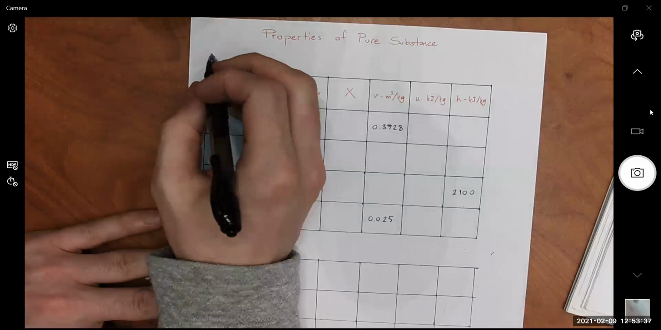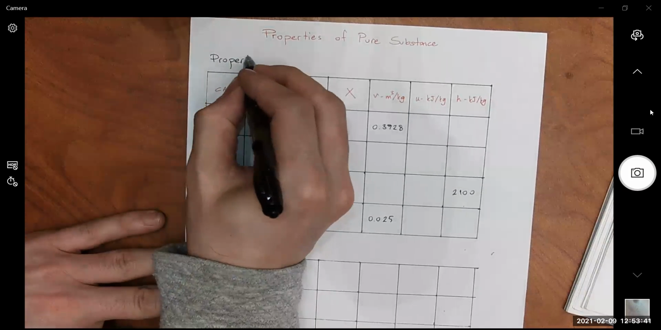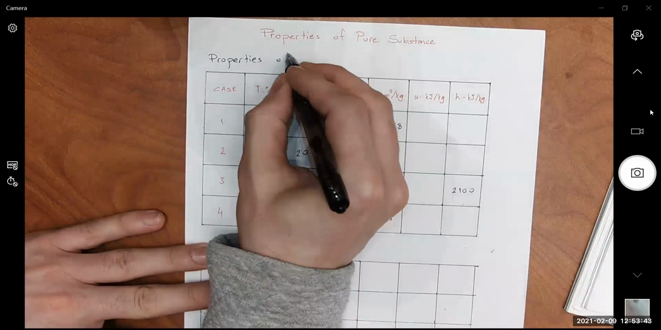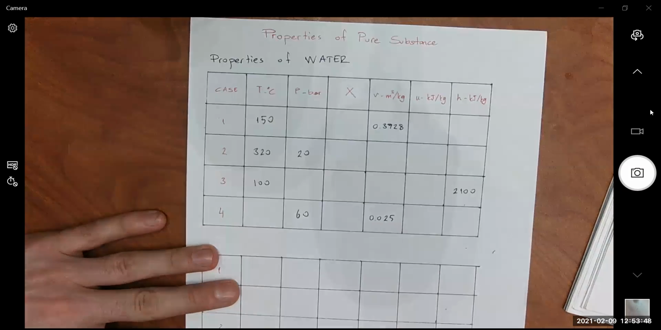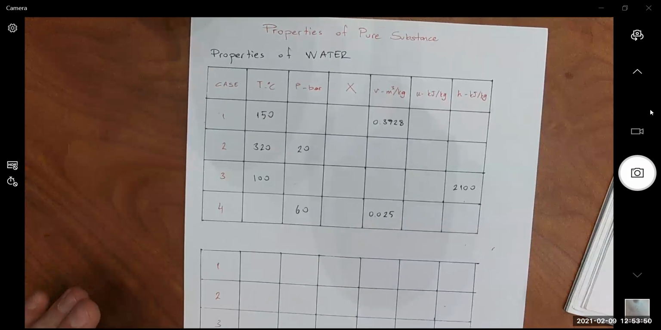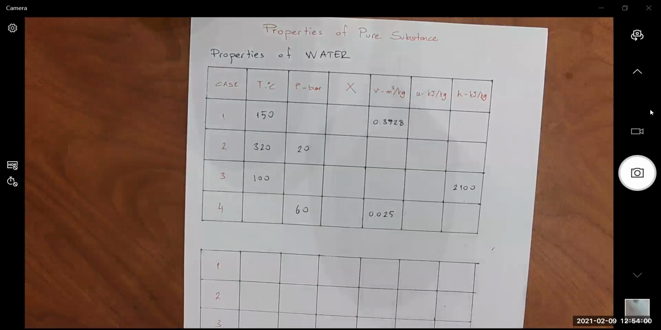This is for properties of water. Okay, so we know our substance, we know our pure substance, and we go to the table for water, which is table A2. Okay.